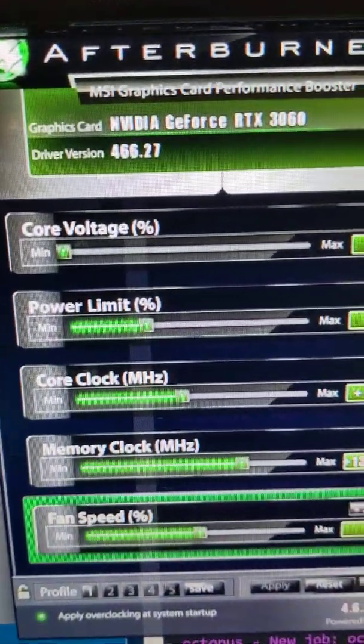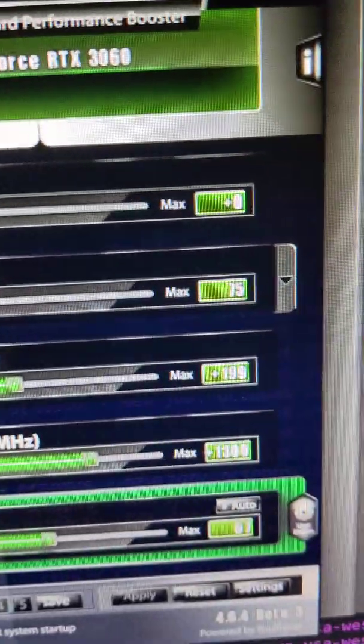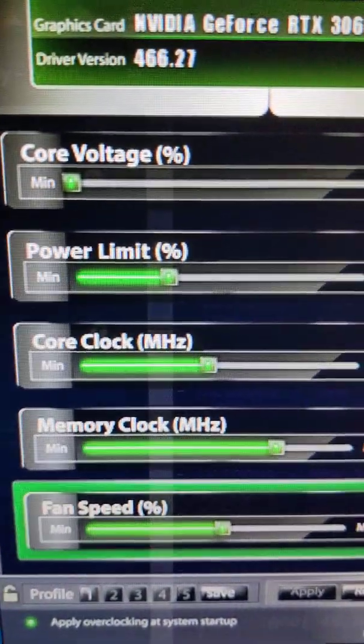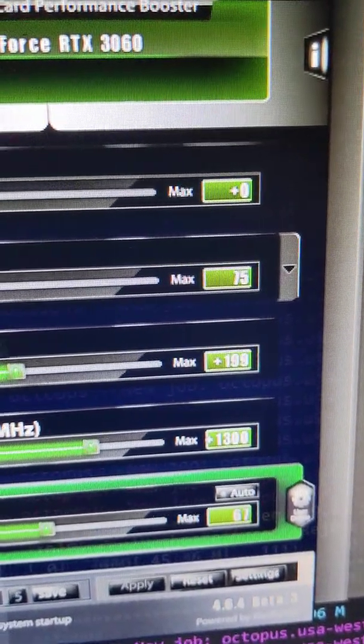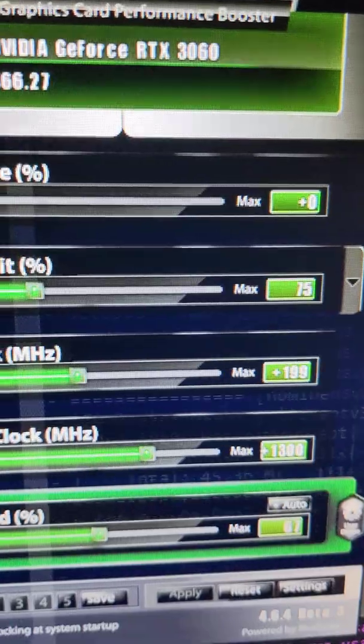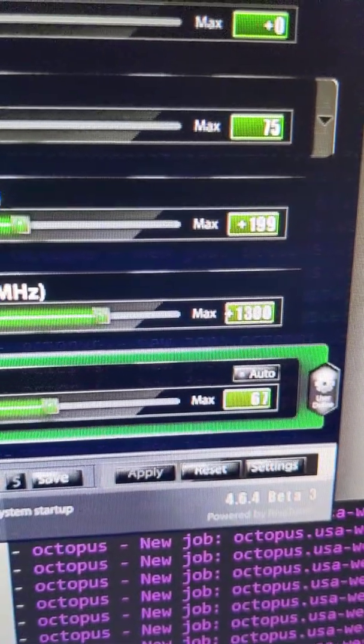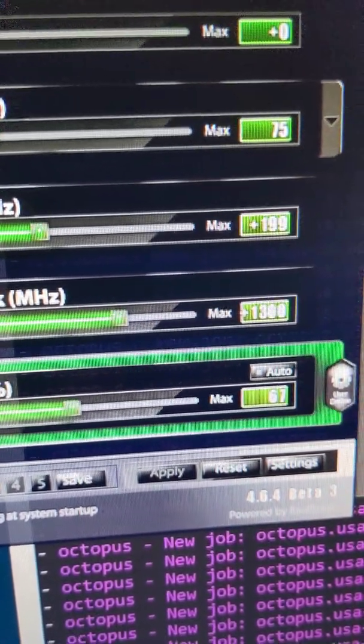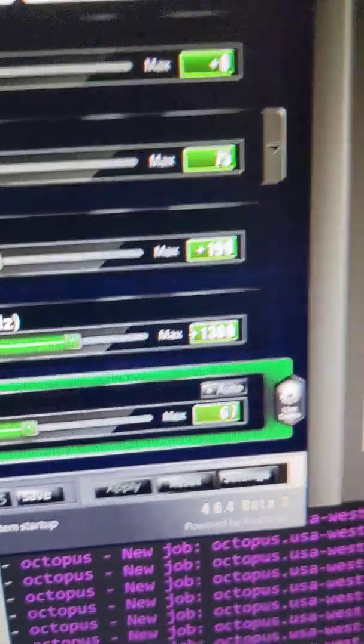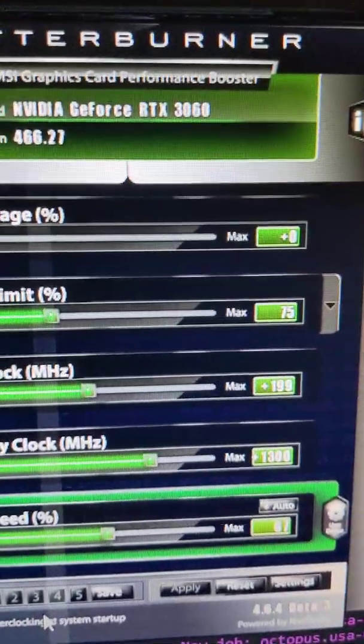As far as my settings go for the overclock, we go to Afterburner. You'll see that my voltage is not set at all. My power limit is at 75%. My core clock is at 199. I've deliberately set that below 200 because it seems to crash every now and then if I go to 200. The memory clock is at 1300, and I've got my fan speed manually set to 67%, and that seems like it's quite a happy arrangement.